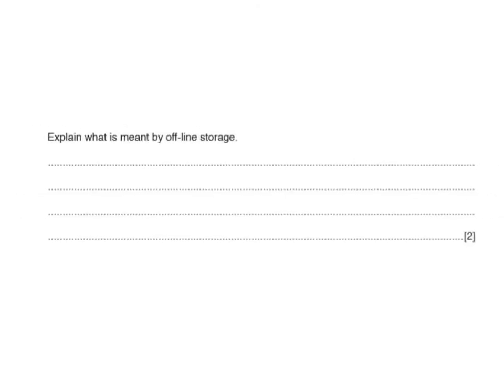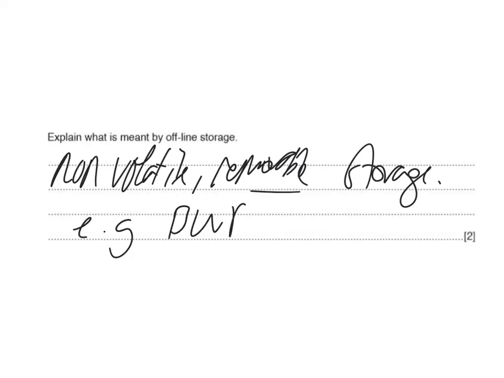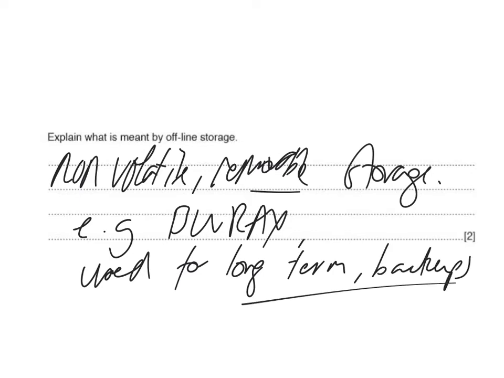Offline storage, I think we've covered this one as well. So it's non-volatile, removable, really good writing there, removable storage. So give an example, e.g. Blu-ray. And what do we use it for? Used for long-term backups, whatever it happens to be. Try and give 4 points for that, or 3 points for that one if you can.